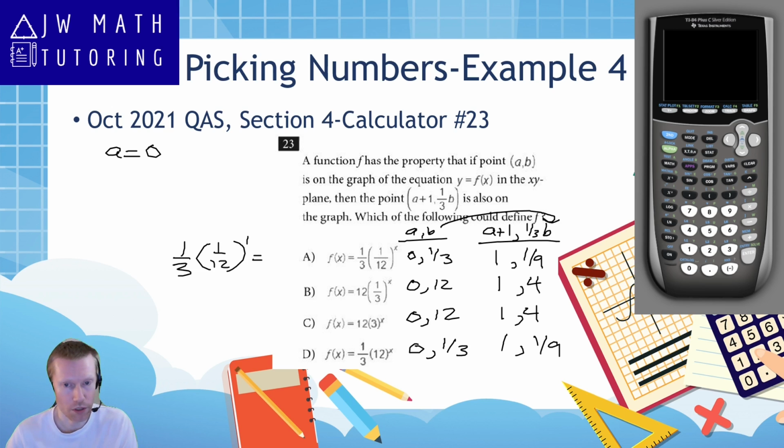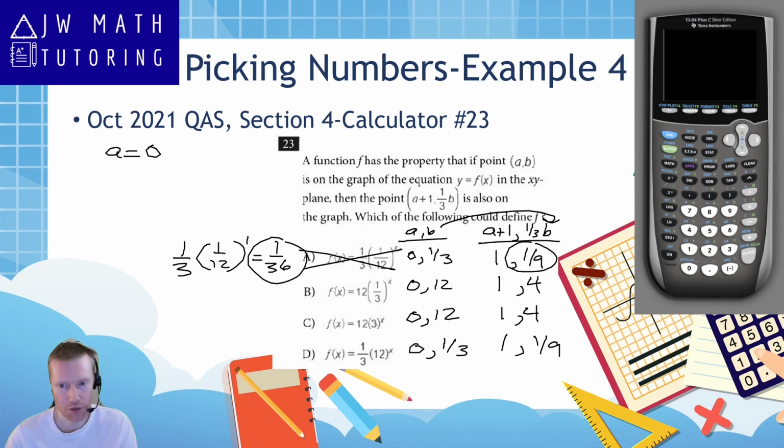1/3 times 1/12, and that just gives me 1/36. So in other words, when a is 1 for this function, the y coordinate, or the y output, is 1/36. That is not equal to 1/3 of the original b value. In other words, 1/36 does not equal 1/9. That's what I'm looking to match.